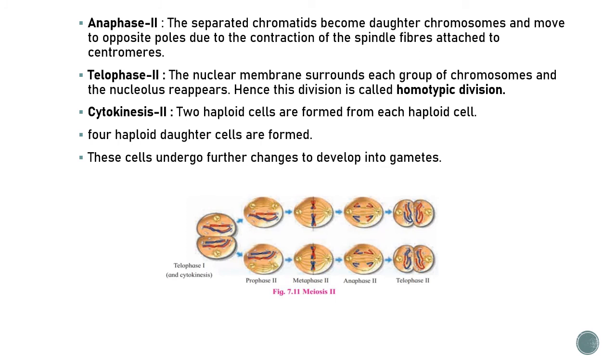You can see all the phases in the diagram. Telophase-I and cytokinesis are the last division of meiosis I. After that, you can see the start of meiosis II. We start from Prophase-II, then Metaphase-II, Anaphase-II, Telophase-II, and lastly Cytokinesis-II.